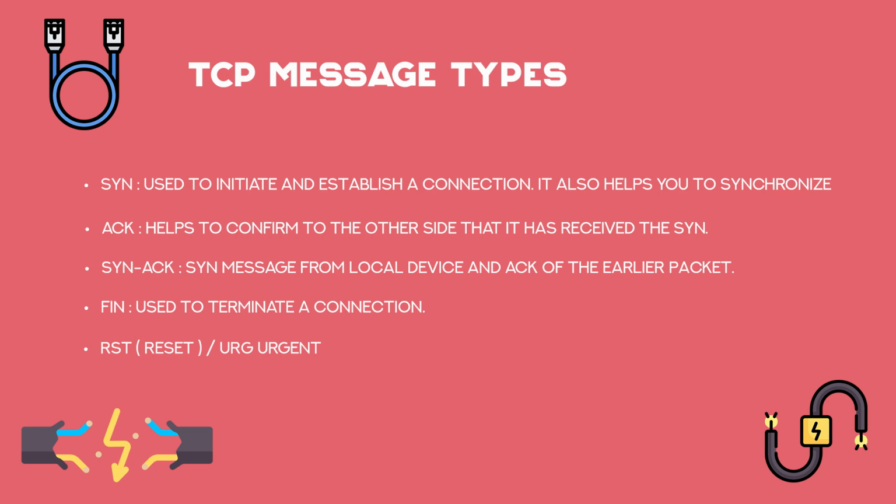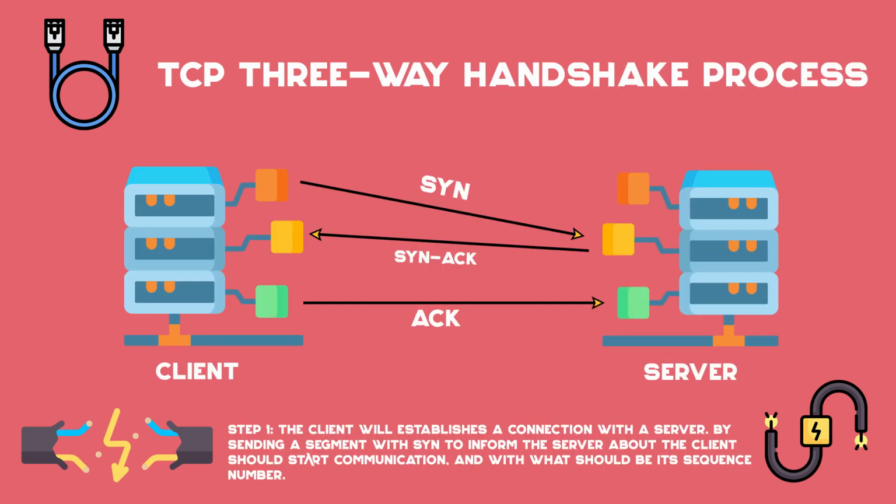The second flag is ACK, which is acknowledgement and is used to confirm to the other side that it has received the SYN. The third one is SYN and ACK, which we have discussed earlier, used for SYN messages from the local device and ACK of the earlier packet. The other one is FIN, which is finish and is used to terminate a connection. Then RST, which is reset and is used to reset a connection, and URG, which is urgent. So now that we know what kind of flags it uses, let's look at the TCP three-way handshake process.